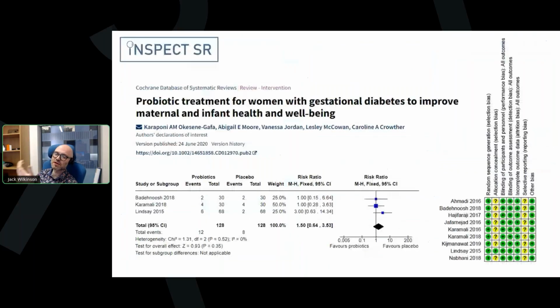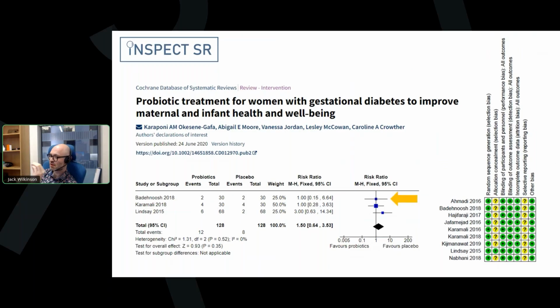So let's have a look at how this works. This is another example, another systematic review, probiotic treatment for women with gestational diabetes. And I want us to just have a look at one of the RCTs in this review. What I'm showing you here is called a forest plot.